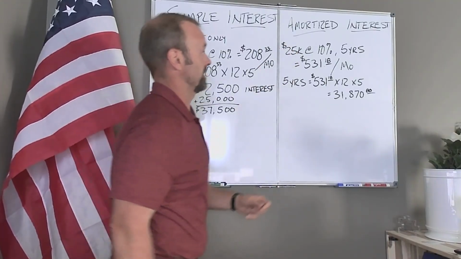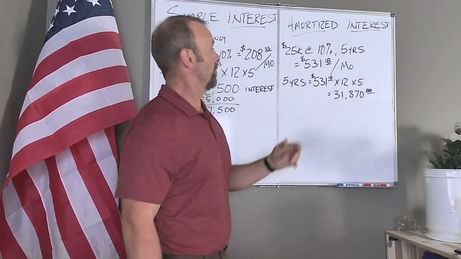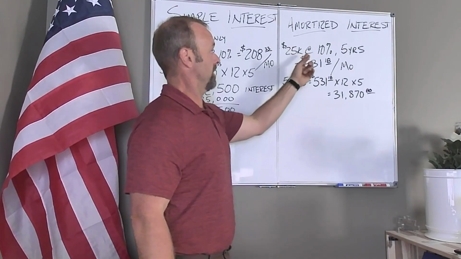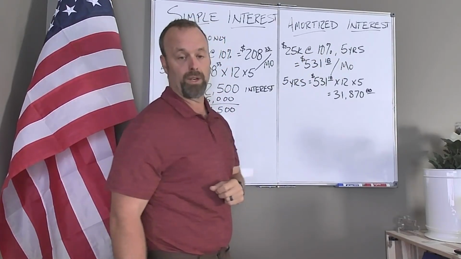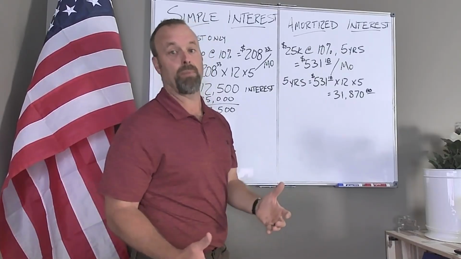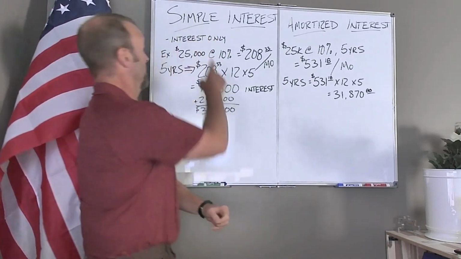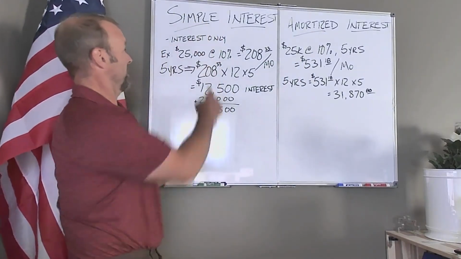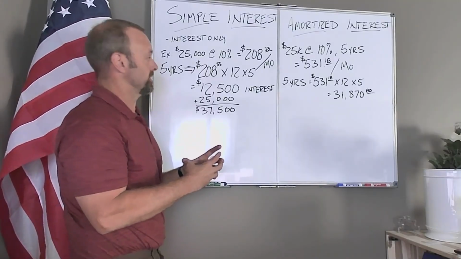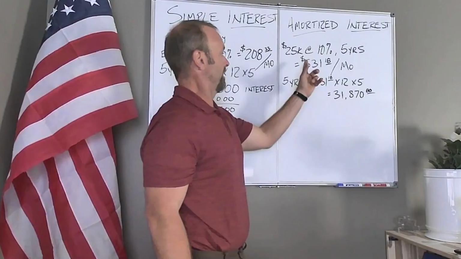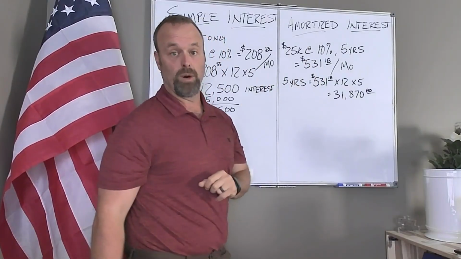The amortized interest is more of what we're probably used to on the car loan or the home loan. Same thing, $25,000 at 10% for 5 years equals a $531.18 monthly payment. Because with this one, you are also paying down your principal. Remember, simple interest is basically interest only. You're only paying interest on the principal. Now notice, $531 is a lot higher than $208, right?